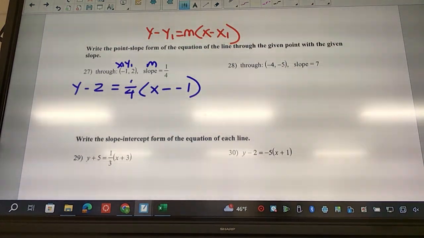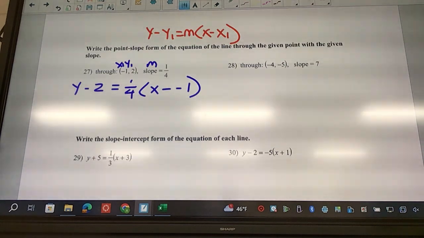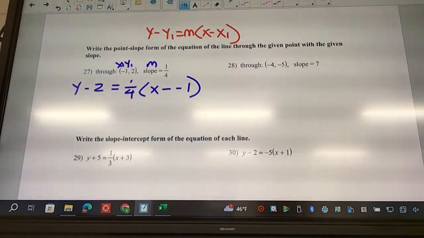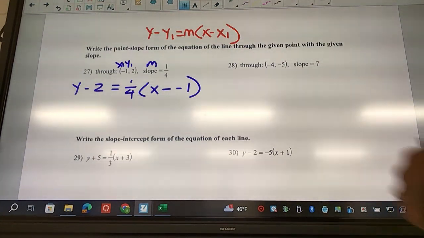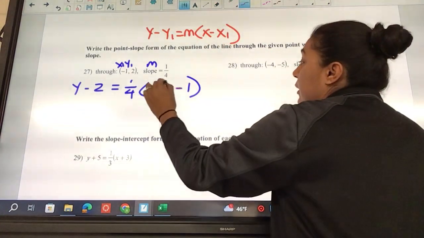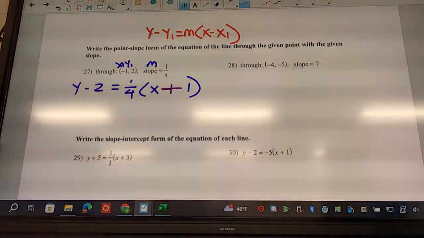That minus minus is going to make what? A positive. So it should really look like x plus 1 inside that parenthesis, not x plus negative 1. It should look like x plus 1 there.